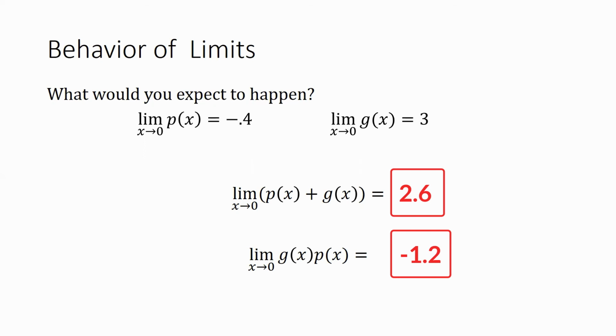And it turns out that's exactly what happens in this case. When you add these two functions, you can figure out the limit as x goes to 0 by adding the two limits and getting 2.6. When you take the product of the two functions and take the limit as x goes to 0, then we can take the product of the limits, which was negative 1.2. And so that's the kind of thing we're going to look at in this section.